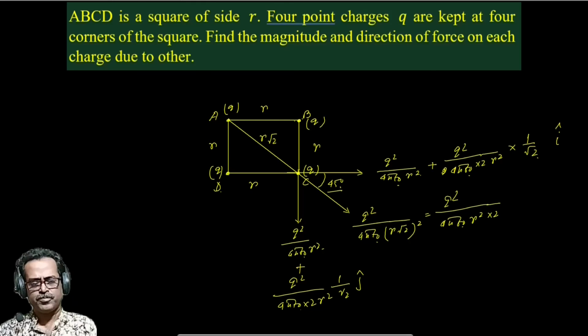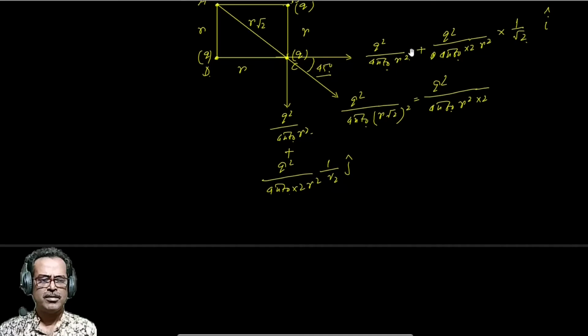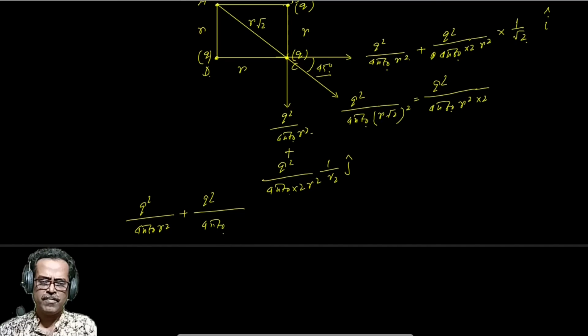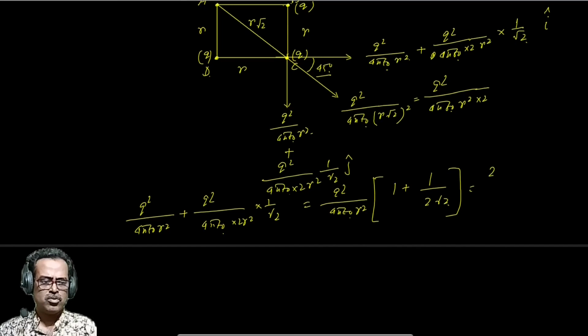So the resultant force will be square root of sum of the squares of these two, that is Q square by 4 pi epsilon 0 R square plus Q square by 4 pi epsilon 0 into 2 R square into 1 by root 2 is equal to, if you take Q square by 4 pi epsilon 0 R square common from both, then we will get 1 plus 1 by 2 root 2 is equal to 2 root 2 plus 1 by 2 root 2 into Q square by 4 pi epsilon 0 R square.